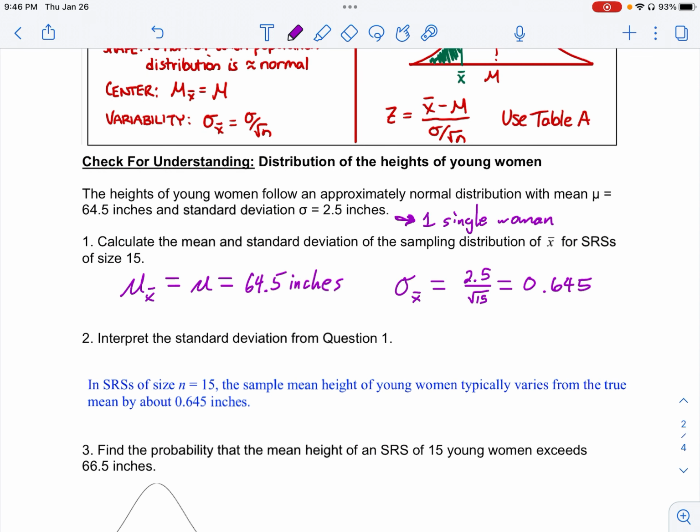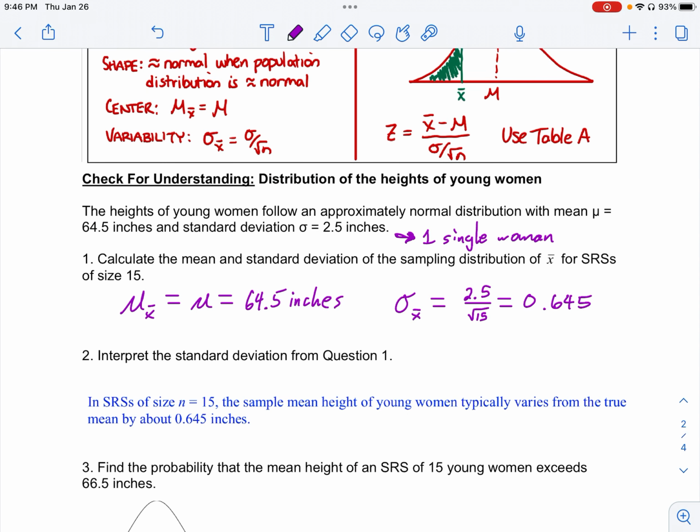Next, interpret the standard deviation. So this is good. You always got to be able to do this, folks. So remember now, what are these? These are numbers that describe SRSs of size 15. So on average, if we took a whole bunch of samples of size 15, the average would be 64.5. And in a whole bunch of simple random samples of size 15, the mean height of the women would vary from the true mean by this much. On average, these samples will vary from the mean by 0.645.